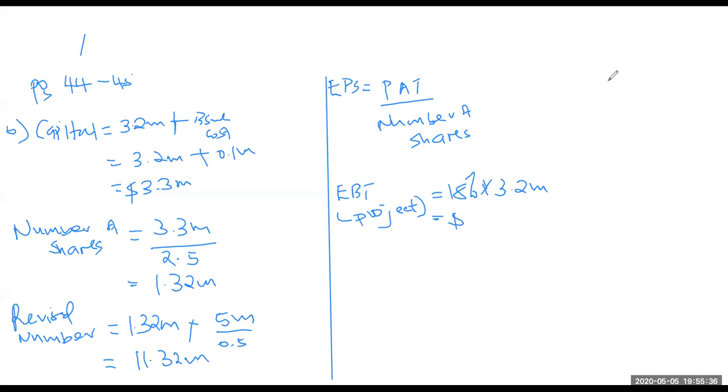The amount of earnings the company is making from the project alone is equal to 576,000. Don't forget this is before tax. Since it's equity, there's no interest the company is paying on the project. So they can get the net earnings from the project alone.